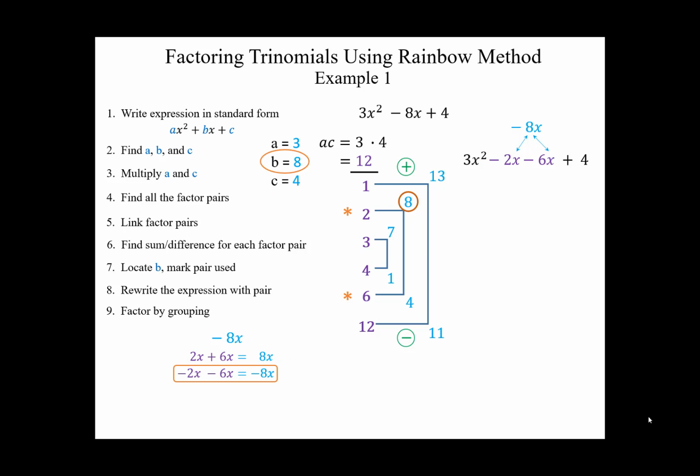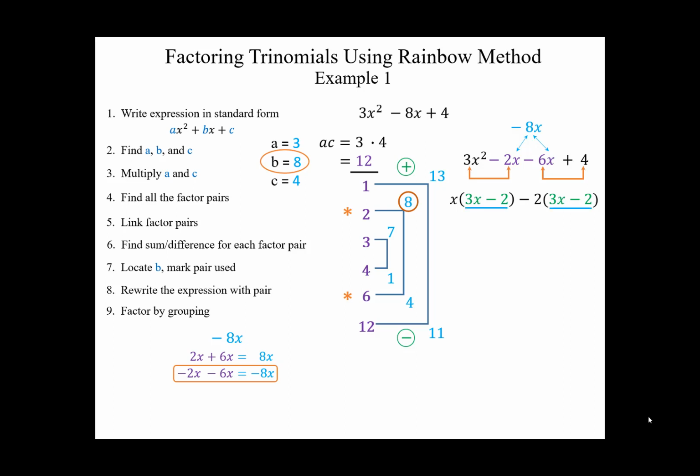Now we're going to factor our new expression by grouping. Our first group, 3x squared minus 2x. Our second group, negative 6x plus 4. From the first group, we see that we can factor out an x, which will leave 3x minus 2. From our second group, we can factor a negative 2, which will leave a 3x minus 2.